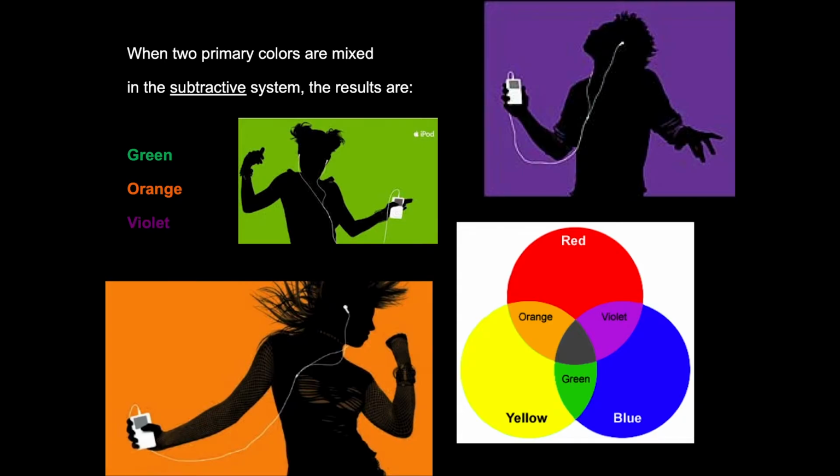When two primary colors are mixed in the subtractive system, the results are secondary colors: green, orange, and violet. And you can see here this little Venn diagram that shows that red and yellow mix to create orange, yellow and blue to create green, red and blue to create violet. And you're very likely familiar with these mixing principles from your elementary school use of watercolors and poster paints.